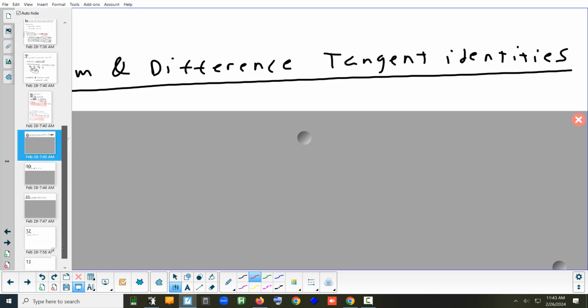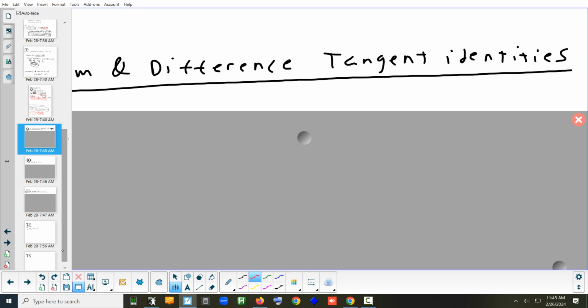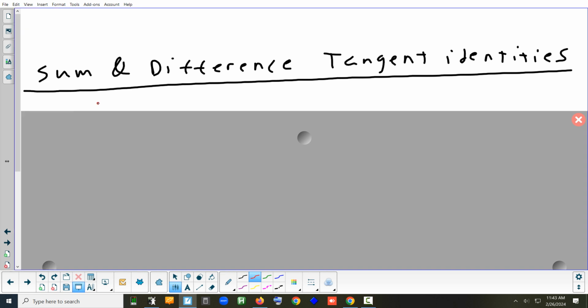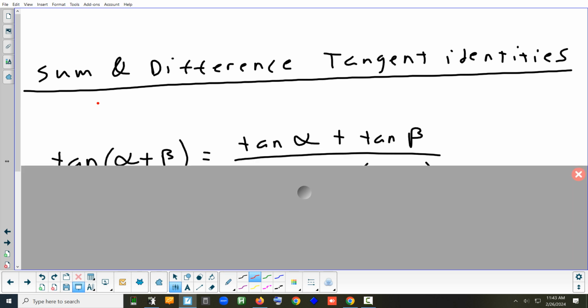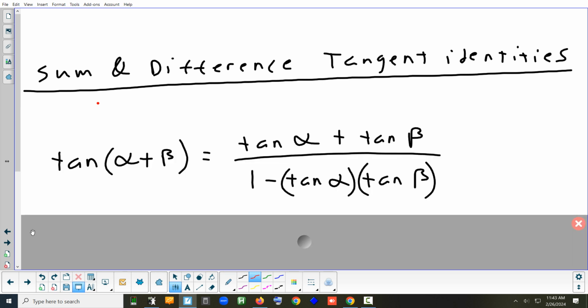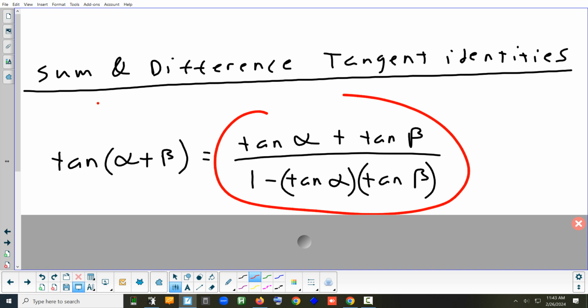All right, I'm going to give you the tangent ones, and then we'll talk more about where the tangent one comes from tomorrow. But for today, I just want to give it to you. If you took the sine and divided by the cosine, and you simplified the formula, that is exactly what you would get. And I do remember how to prove it, but I'm just not going to go through it right now.